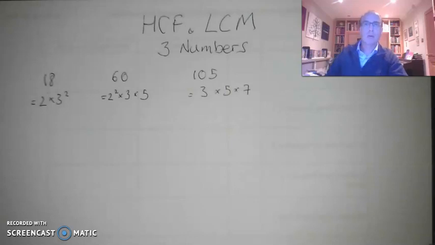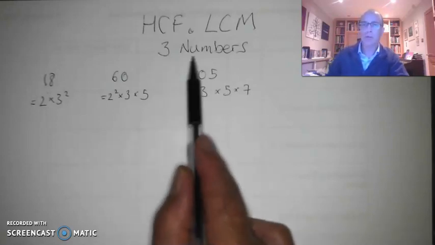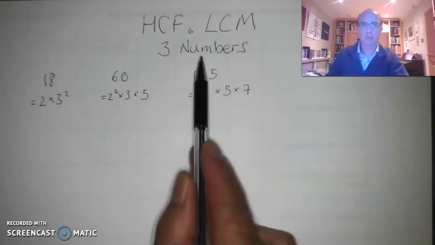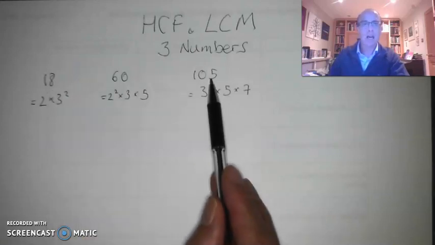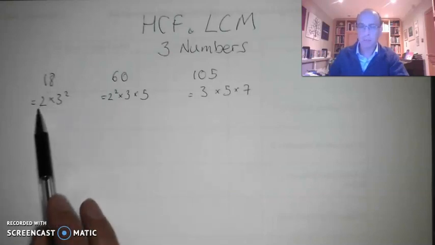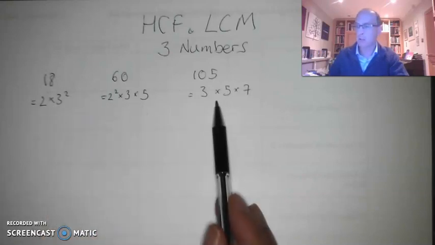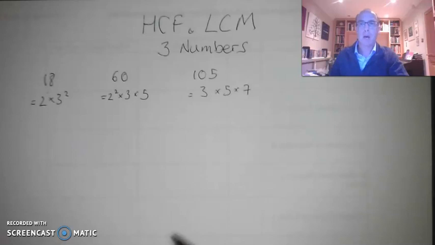Hello, in this video we're going to have a look at calculating the highest common factor and lowest common multiple when we've got three different numbers. So the numbers I'm going to look at are 18, 60 and 105, and I've got the product of prime factors already written down. And what I'm going to do is draw a Venn diagram.